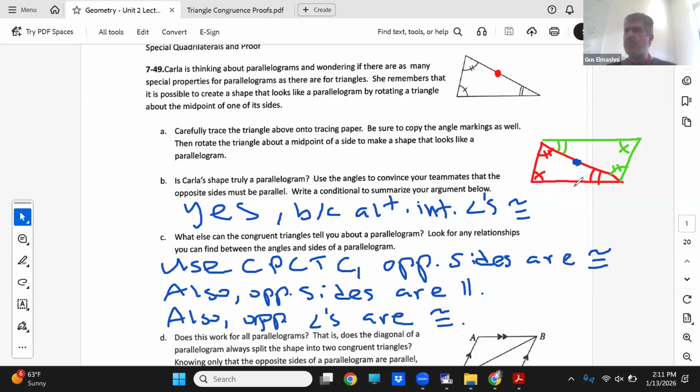So questions on A, B, or C? A, again, we rotated. B, we answered the question: yes, it is. C, we're using CPCTC to conclude that these other sides and angles have to be the same, which is true for all parallelograms. So for part D, it says, does this work for all parallelograms? The answer is yes, it does.